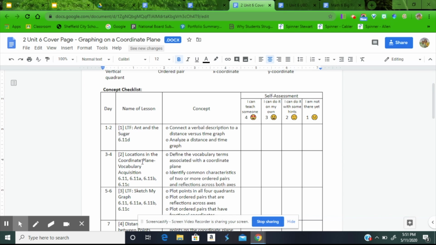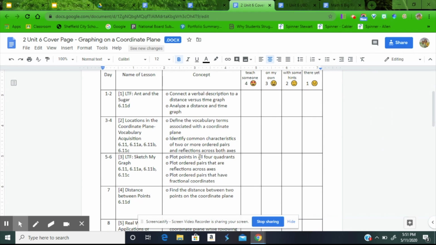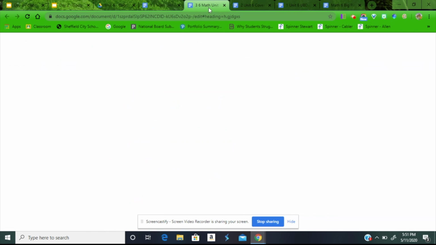If we look here, we find Sketch My Graph on days 5 and 6. You see the courses of study in which it covers. And then you see your kid-friendly I can statements. Plot points in all 4 quadrants. Plot ordered pairs that are reflections across the axis. And plot ordered pairs that have fractional coordinates. Those are what the students should be able to do by the end of the lesson, Sketch My Graph.